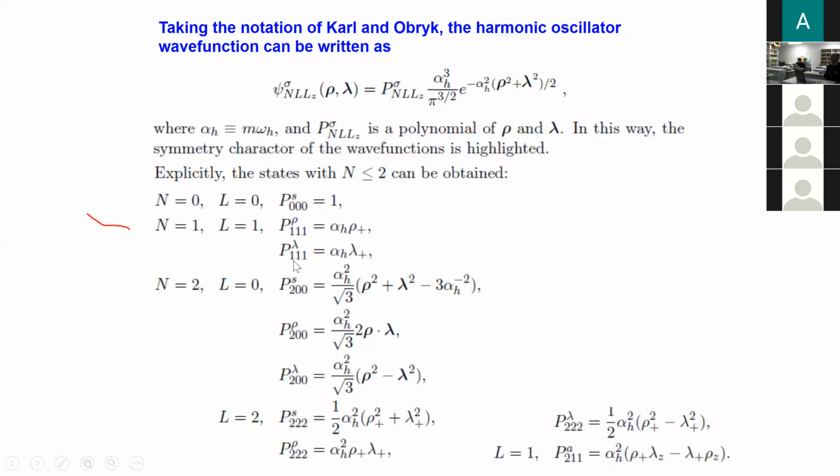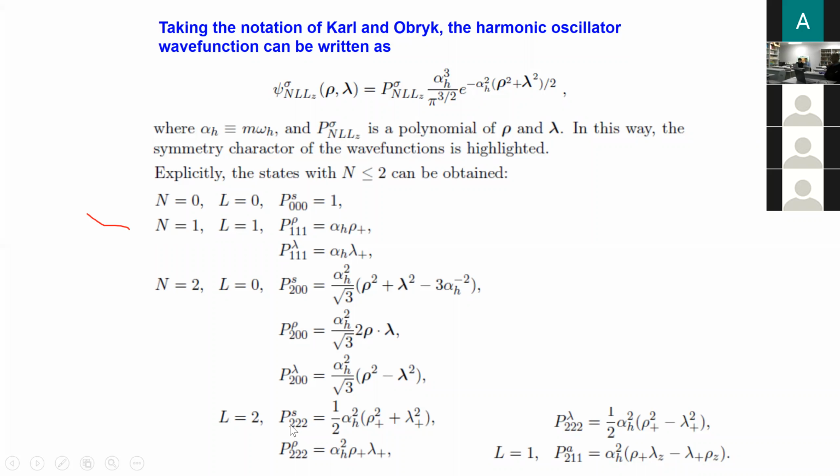And for the first orbital excitation, you can also write down the wave function in such a way, and you can see this is a coordinate. This rho and lambda also belong to the representation of the permutation symmetry group. For the radially excited states, in which L equals 0 but the quantum number N is 2, you can write down this combination. You can construct a symmetric one, or this mixed symmetry.